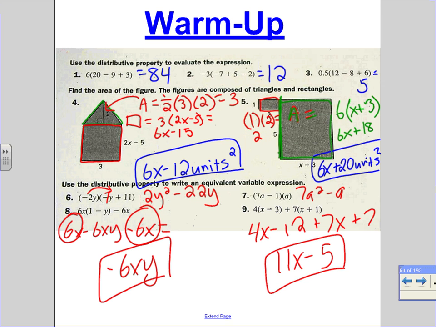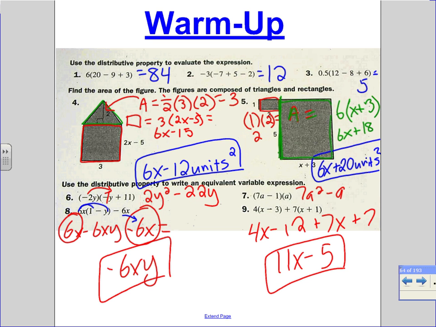Anyone else on those? Matt? Number 8? Okay. Number 8 is definitely a little tricky here. So let me go through this one step at a time. Okay, ready? 6x times 1 is 6x. 6x times negative y is 6xy. And then this negative 6 gets dropped down because it's not inside the parenthesis. So you cannot distribute to that. Yep.